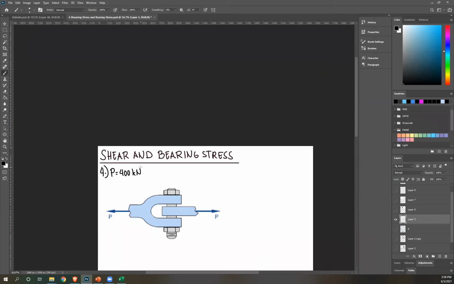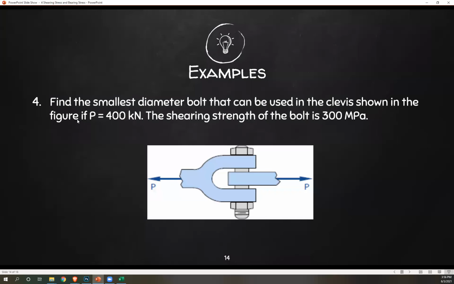Next, what else? Shear stress. Shear strength and shear stress are the same. Shear stress just means the actual stress experienced by your object. Shearing strength is the same as the maximum stress it can withstand. So shearing strength, maximum allowable shearing stress, working shearing stress, they all mean the same thing. That's your limit. So shearing strength is 300 MPa, so that's still your tau.